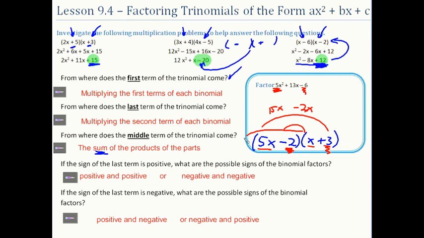So here is the factored form of 5x squared plus 13x minus 6. So it takes some guess and check, but once you get good at it, it will go fairly quickly.